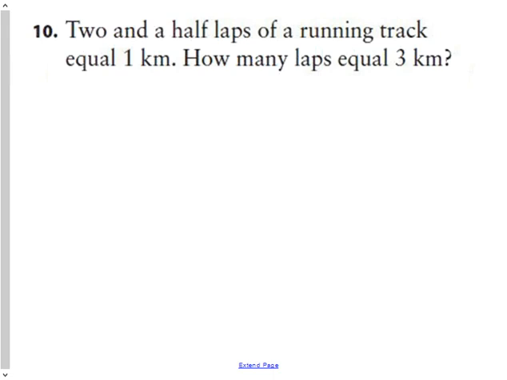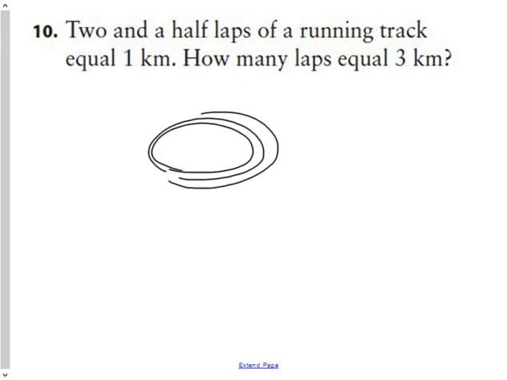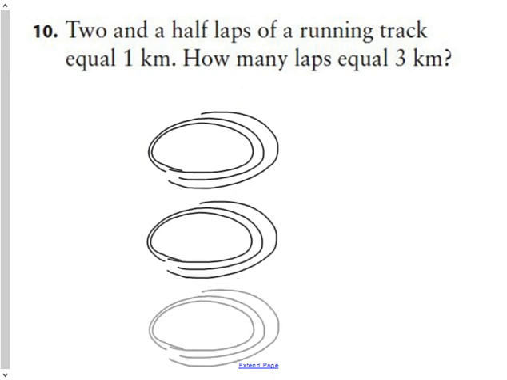Question 10, 2.5 laps of a running track equals 1 kilometer. So if I do 1 lap and another lap and a half a lap, that's equal to 1 kilometer. So in order to go 3 kilometers, I would have to do 2.5 laps each, multiplied by 3, is your question. How many laps would equal that?